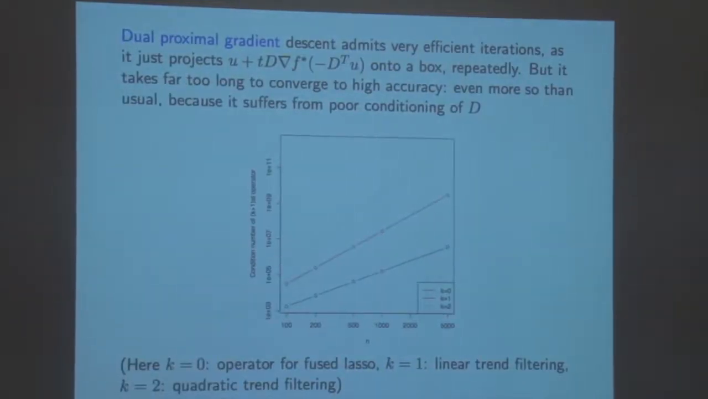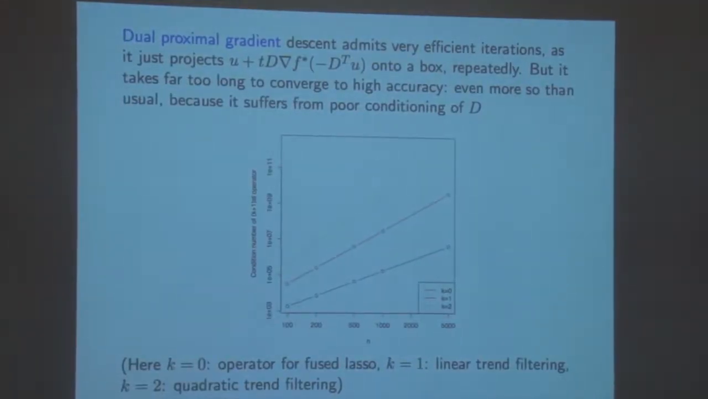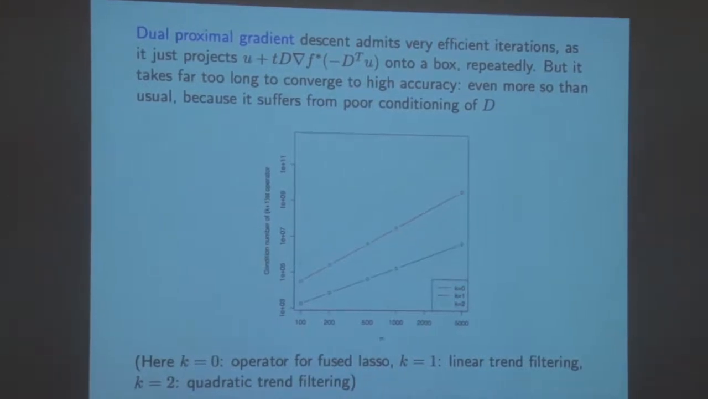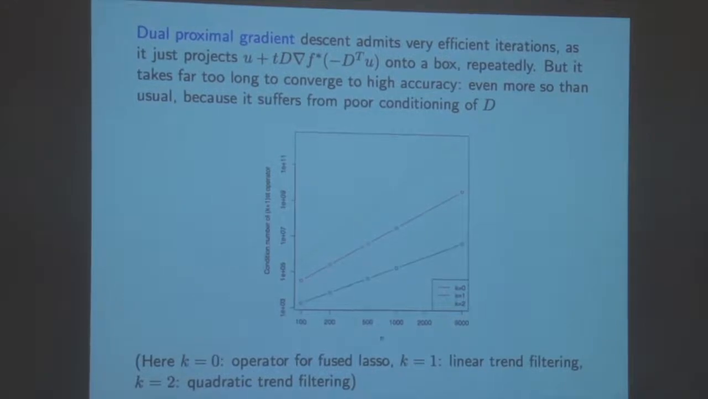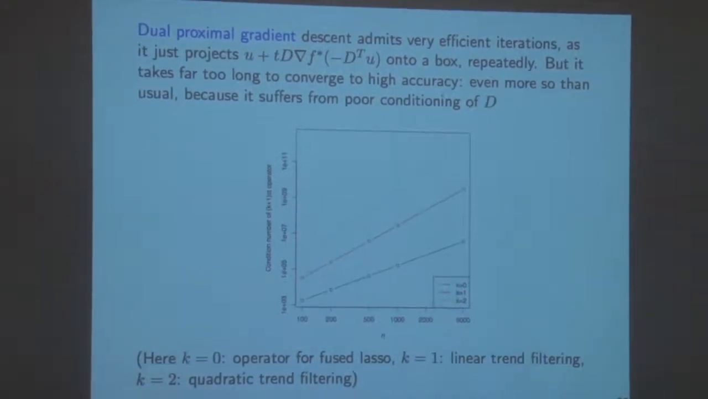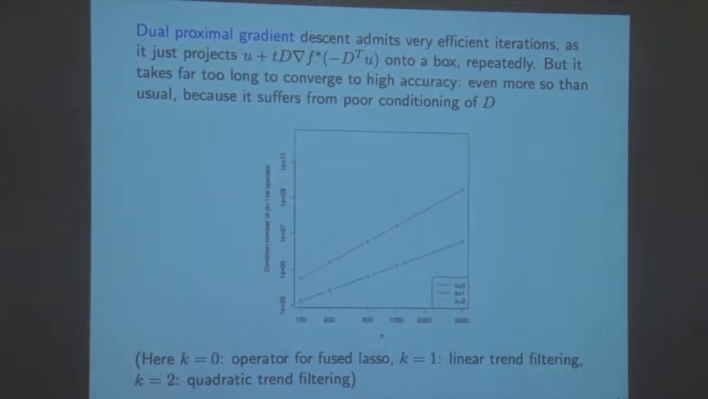Dual proximal gradient is very efficient, right? One matrix multiplication, or two matrix multiplications, and one projection onto a box. That's what each iteration comes out being. But it takes an extremely long time to converge to high accuracy, and it especially suffers in this problem because of how poorly conditioned D is.